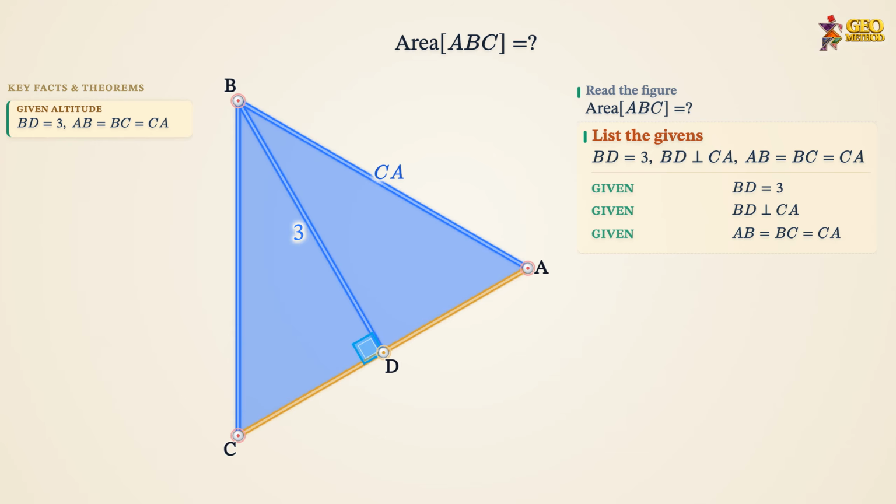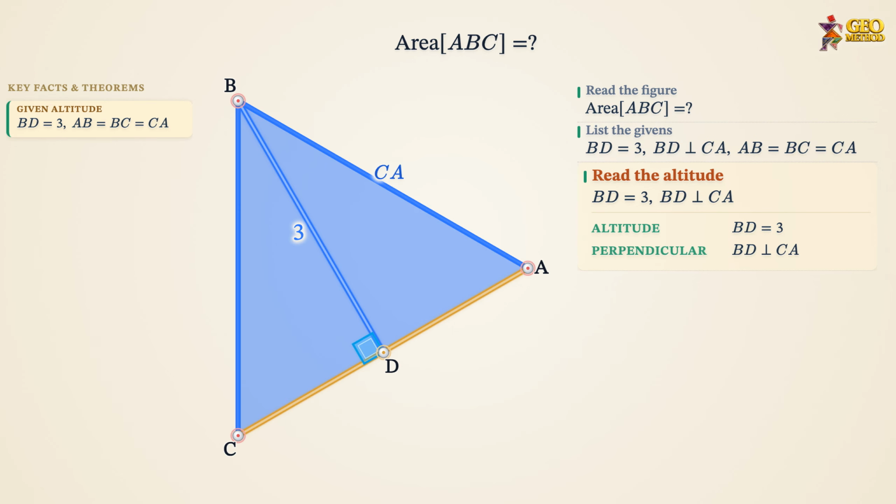Three facts are marked. The red segment BD has length 3, it meets side CA at a right angle, and all 3 sides, segment AB, segment BC, and segment CA, are equal. These are the only measurements we may trust, so every step must lean on them.